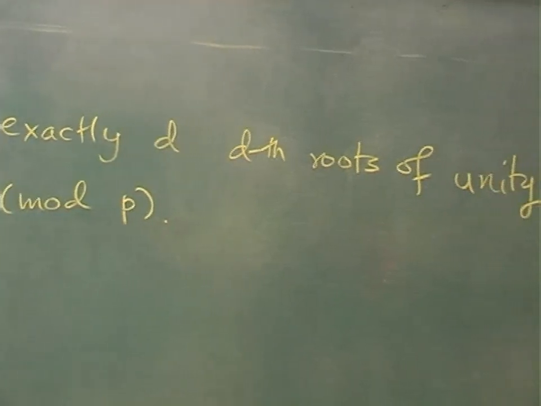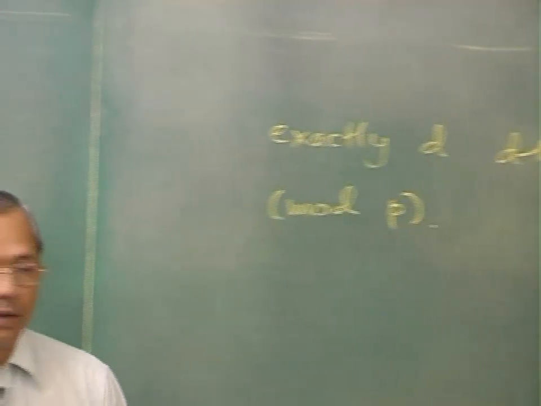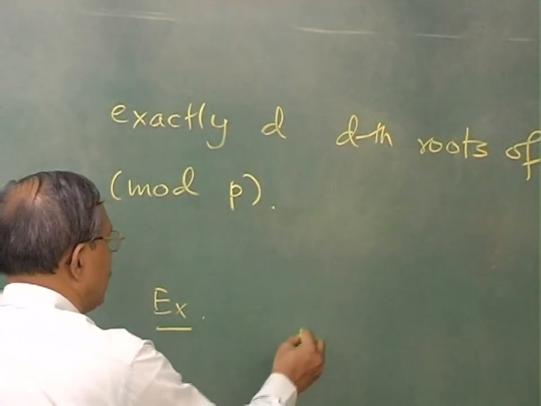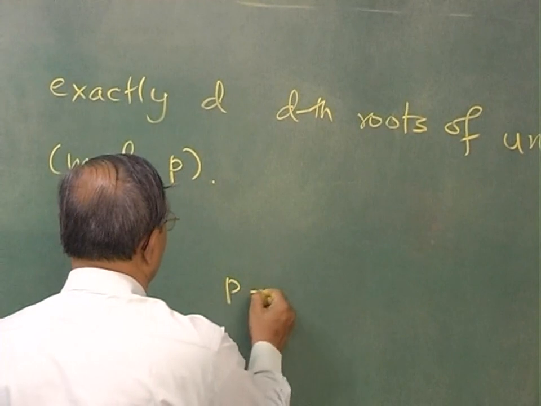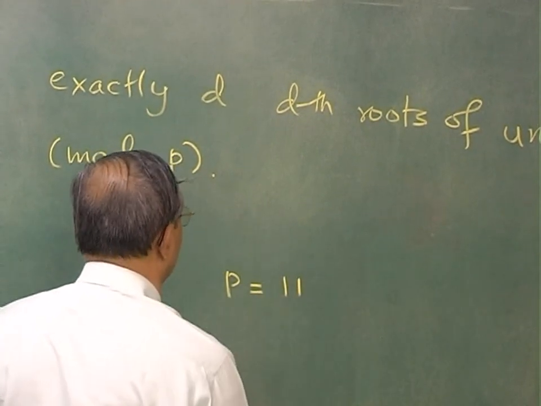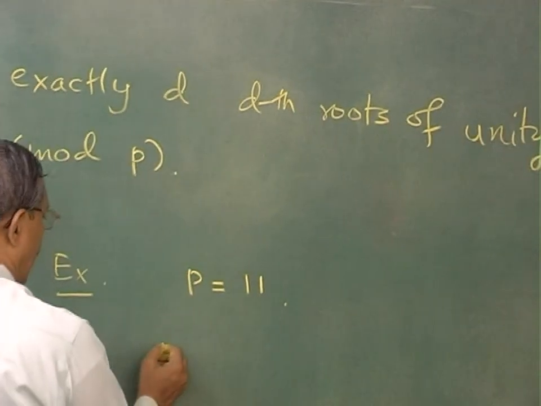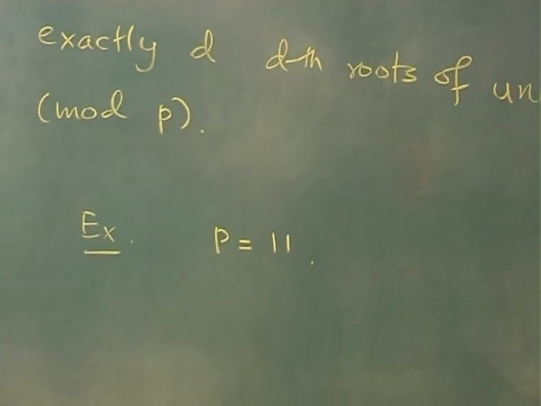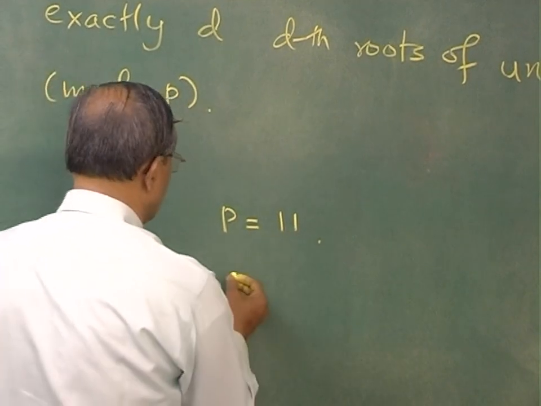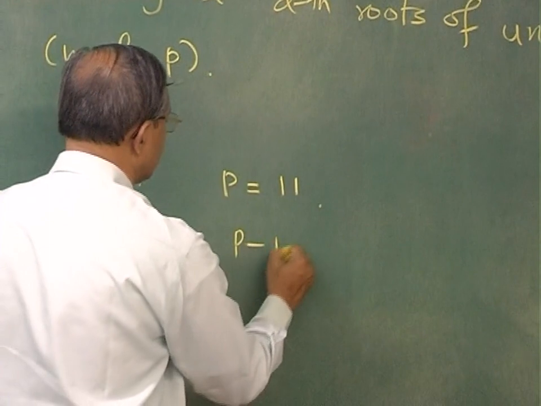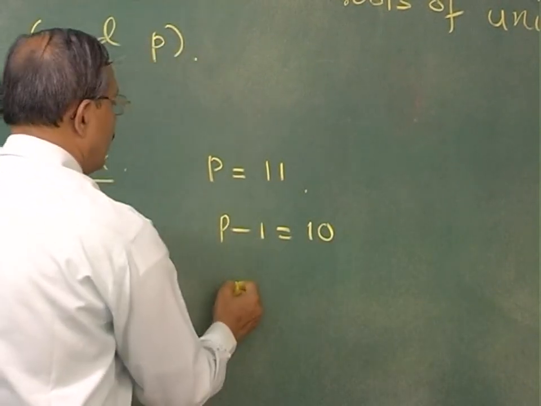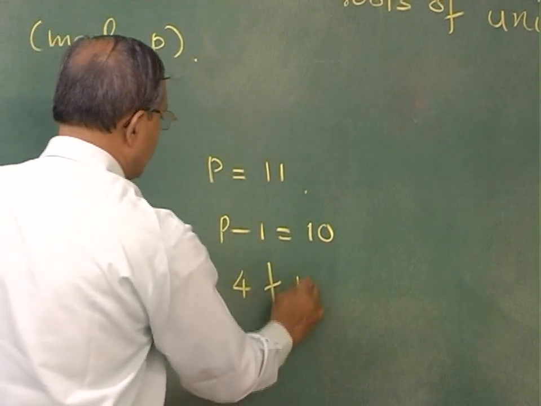So d divides p minus 1, that's the requirement here. Just take simple examples. Suppose p is equal to 11 and try to find fourth roots of unity mod 11. So p minus 1 is 10, and 4 does not divide p minus 1.